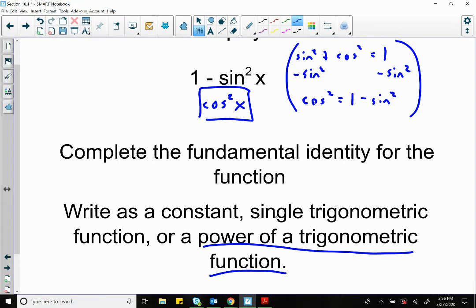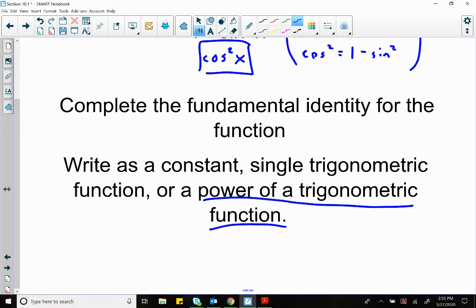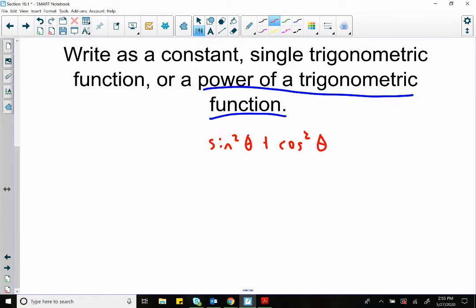But there are other ways that this could have come out to a single number answer. Like if I just had this written out. If I had sine squared theta plus cosine squared theta, and I said simplify, your final answer would have been 1. That's what they mean by a constant.